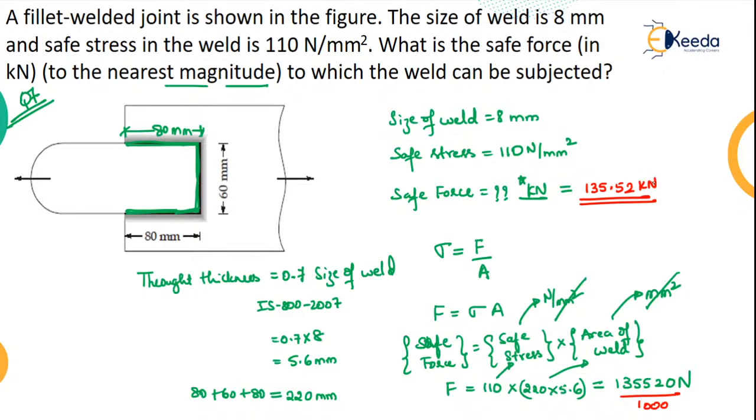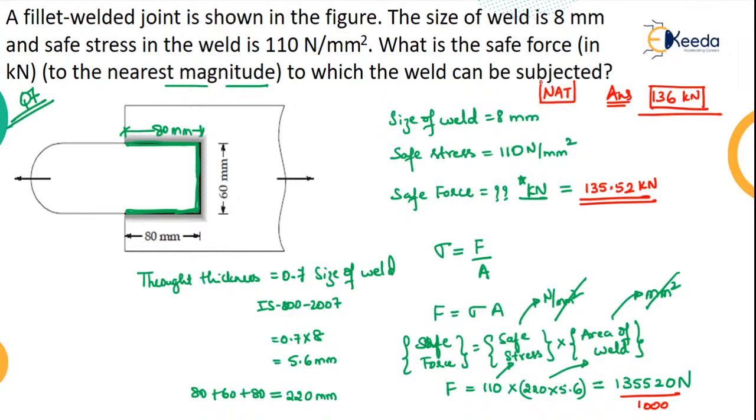135.52 kilo Newton. Right, he is telling you to round it off to the nearest magnitude. So it is not told you decimal. So this is 0.52, greater than 0.5, no? So round it off to the next integer. 136 kilonewton would be the correct answer for this NAT question.